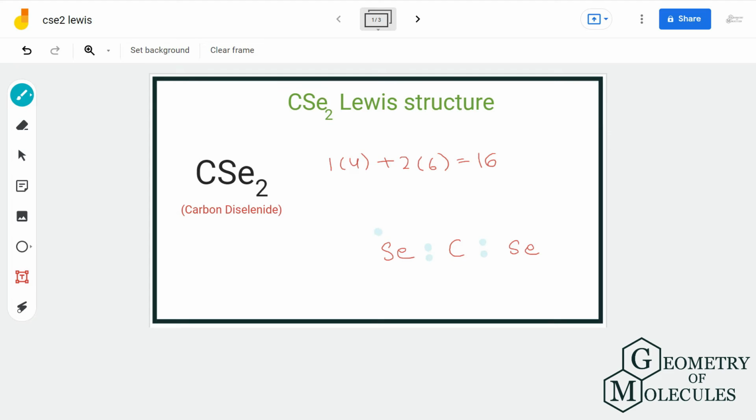Let us put 6 on each selenium atom to complete the octet. But if we do this, only the selenium atoms will have a fulfilled outer shell and carbon still needs 4 more. To do so, we will shift 2 electrons from each selenium atom to in between carbon and selenium. This is the final Lewis structure of CSe2.